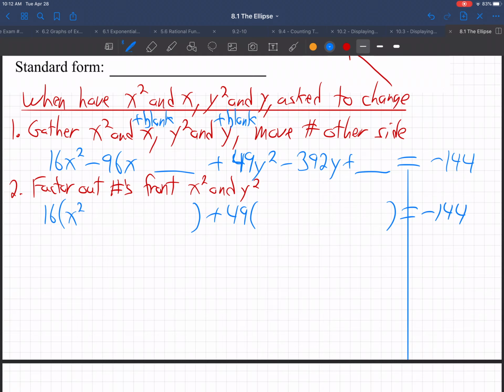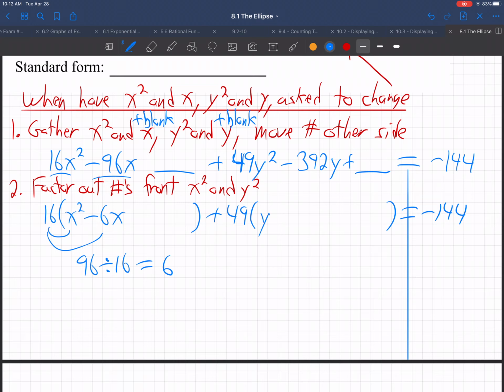If I take out that 16, what does that leave inside? 16 times x squared will go back to 16x squared. 16 times what will go back to minus 96? Divide 96 by 16 in your calculator. It'll tell you 6. So this needs to be minus 6x. 6 times 16 would be 96.